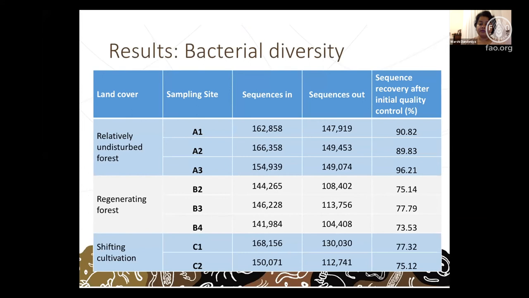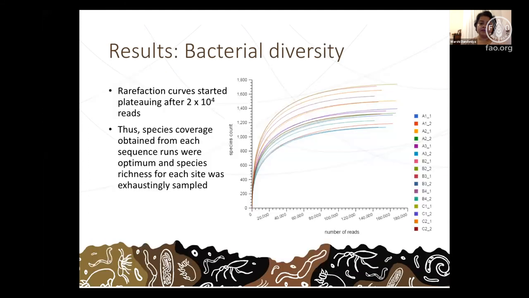So from the sequences we have generated in this study, after quality control, we have recovered more than 75% of the sequences, which is a good amount in next generation sequencing technique. And the rarefaction curves indicated that the species coverage obtained from each sequence run was optimum, and species richness for each site was exhaustively sampled.